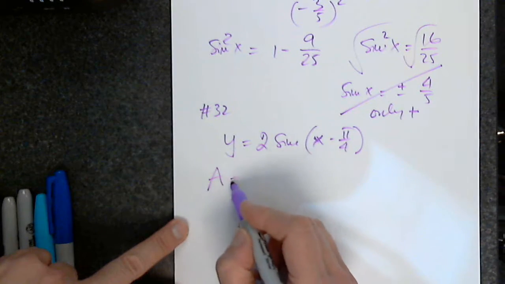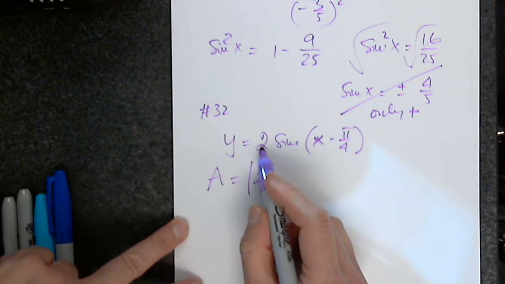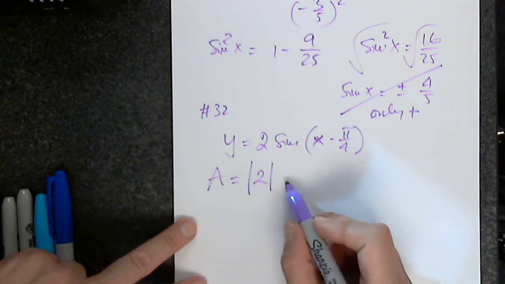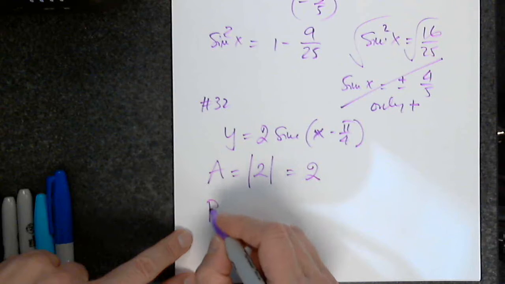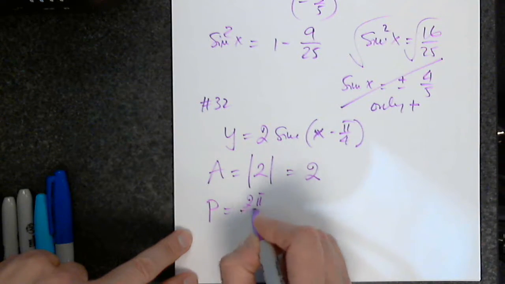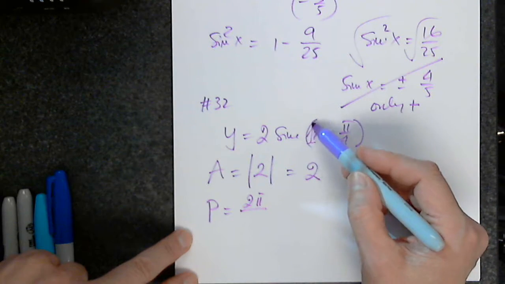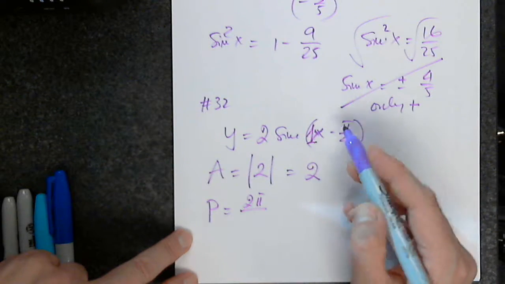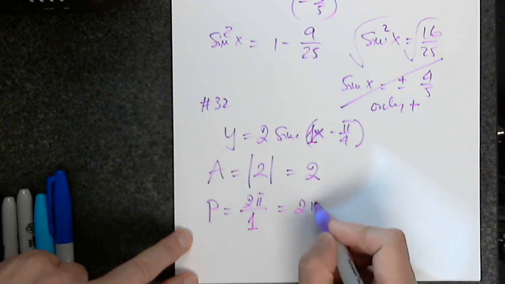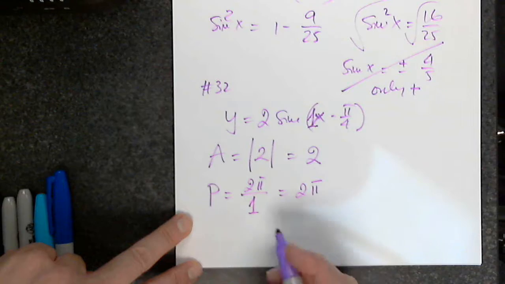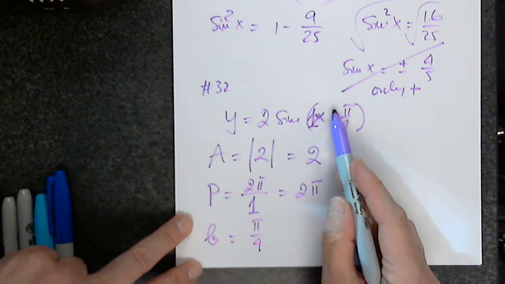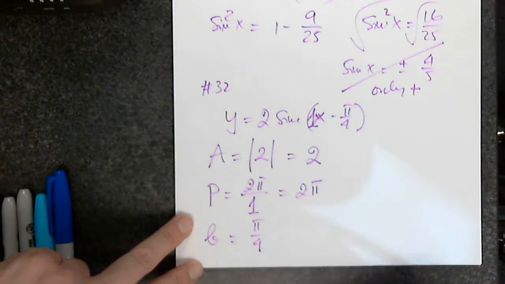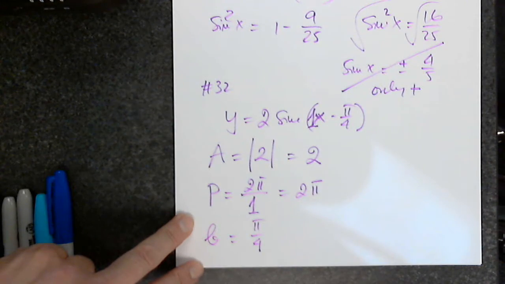Okay, the amplitude of this function is the absolute value of the number that multiplies the sine. In this case, it's 2. The period is 2 pi divided by the number that multiplies x. In this case, it's 1. So the period is 2 pi. And the phase shift is pi over 4. If I had positive here, I would have said the shift is negative pi over 4.